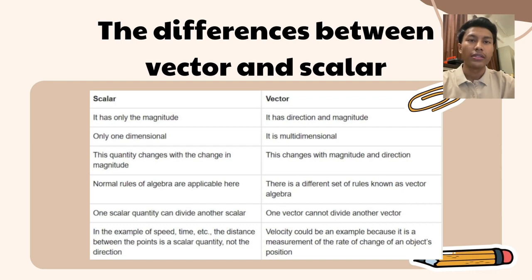While vector has direction and magnitude. It is multidimensional. This changes with magnitude and direction. There is a different set of rules known as vector algebra. One vector cannot divide another vector. Velocity could be an example because it is a measurement of the rate of change of an object's position.